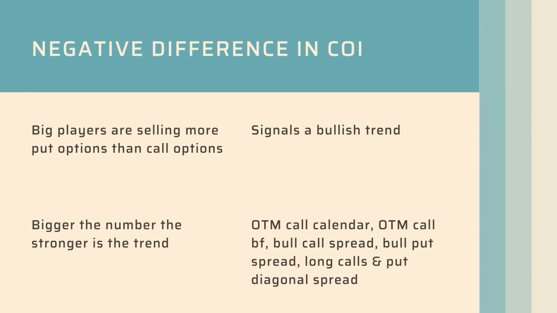A negative difference in change of interest suggests that big players are selling more put options than call options. It signals that most big players are betting on a likely bullish trend going forward. So you need to take a trade in the direction of the primary trend, that is, a bullish trade. The bigger the number, the stronger is the trend. Examples of bullish trades include out of the money call calendar, out of the money call butterfly, bull call spread, bull put spread, long calls, and put diagonal spread.